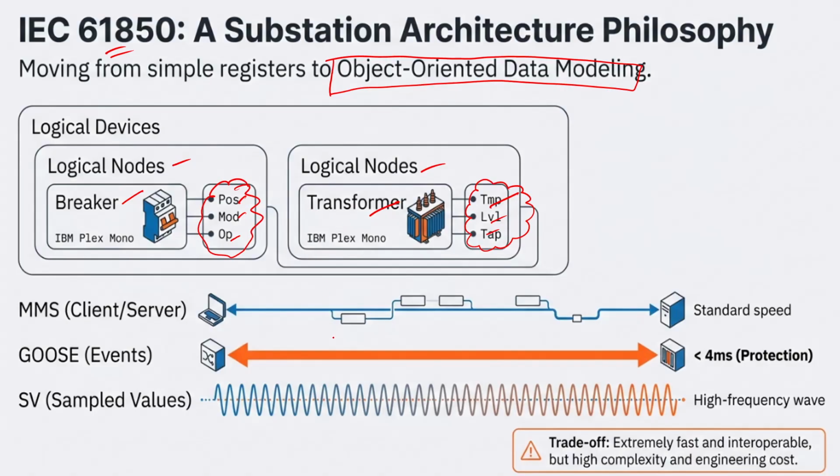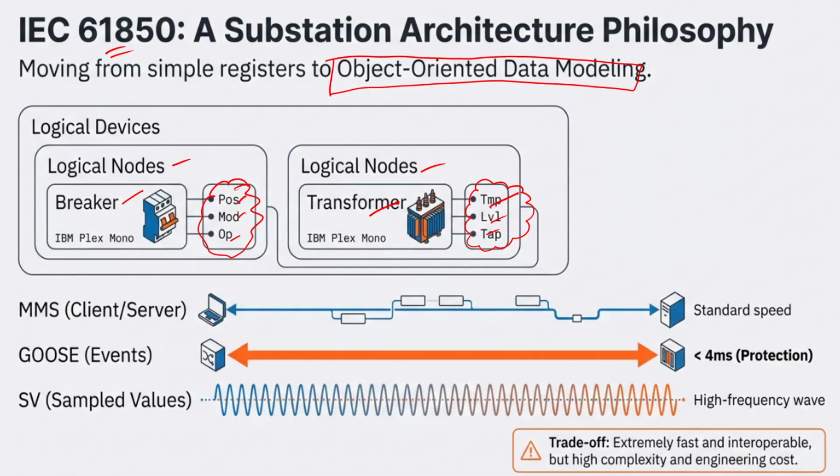Once we fetch these logical nodes from the logical devices, we have communication types. We have three types. One is MMS, which is the server-client communication, correct? The other one is GOOSE, which is event, and SV is sampled value. Basically, substation automation is where we implement this.